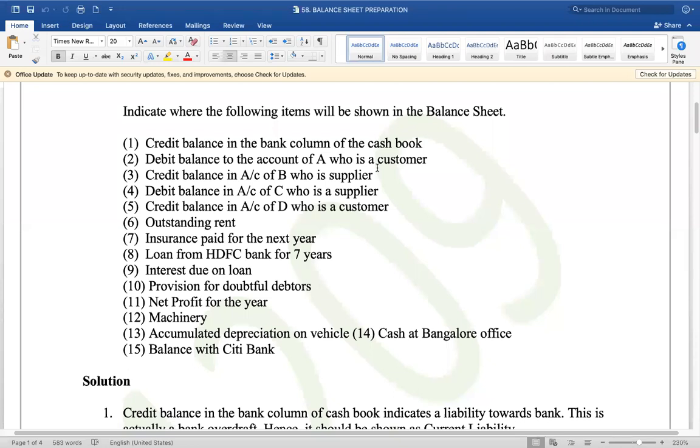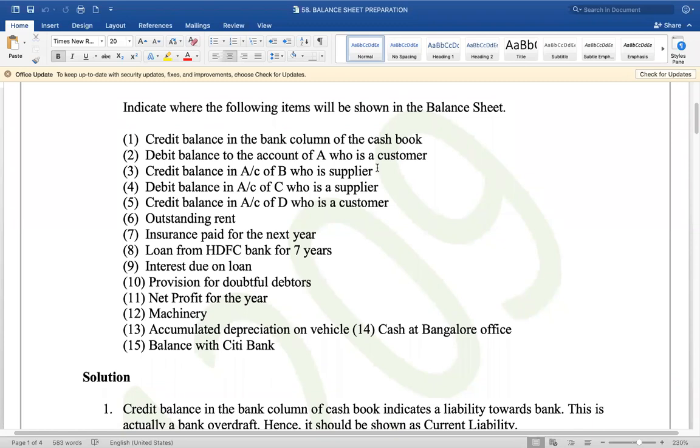Cash is an asset. An asset account always shows debit balance. Now, the bank can have an overdraft, right? So the credit balance means you have drawn more from the bank than what you have deposited, right? So therefore, it is a liability. Credit balance means you have drawn more than what you have deposited.